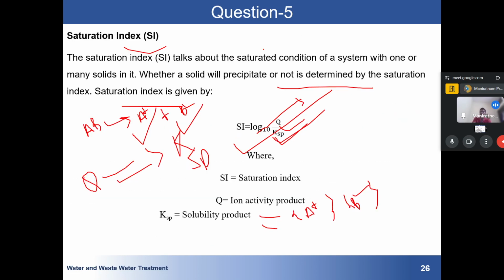Remember, this is a very important concept of saturation index. You should know this formula, SI, and all these things.